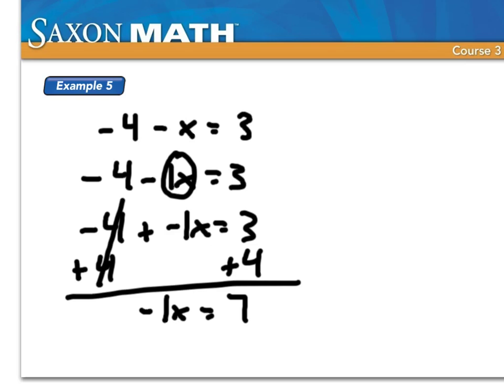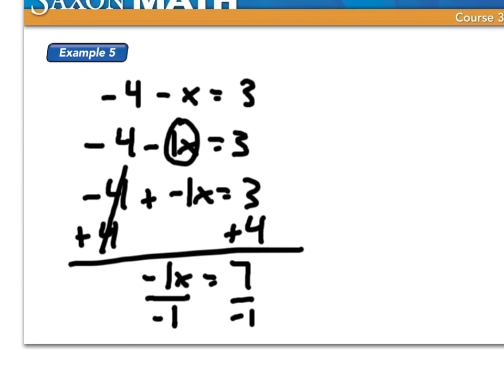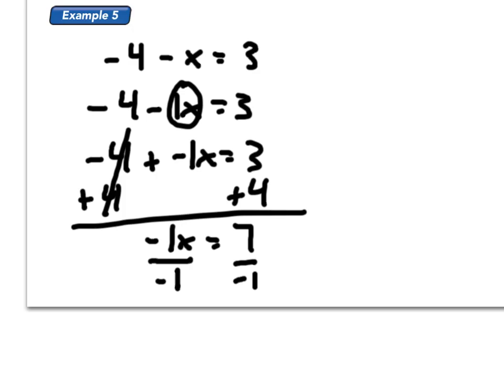Well, now to get x all by itself, I have to divide by the number that's on the same side as x. So I took negative 1 times x, so now I'm going to divide by negative 1 to get rid of that. Negative 1 divided by negative 1 cancels, leaves me with x equals, and 7 divided by negative 1 is negative 7.